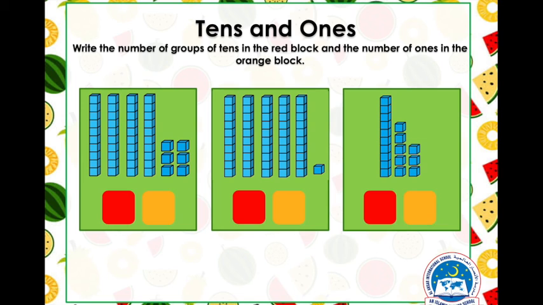Now let's look at the tens and ones of a number. How many tens and how many ones in this number? So here we can see the tens are the long ones and the ones are the single ones. There are 4 tens in this number and 6 ones. Amazing job. How about this number?